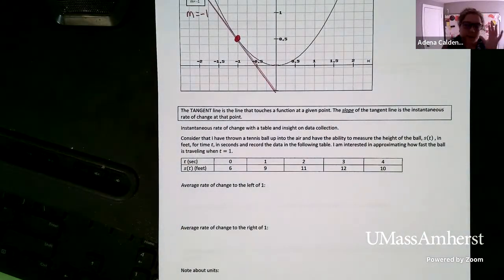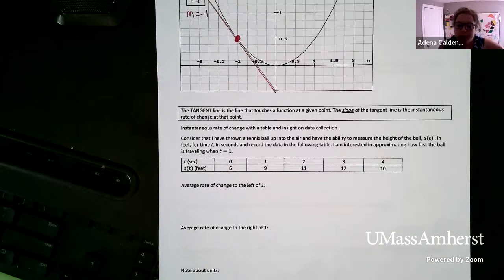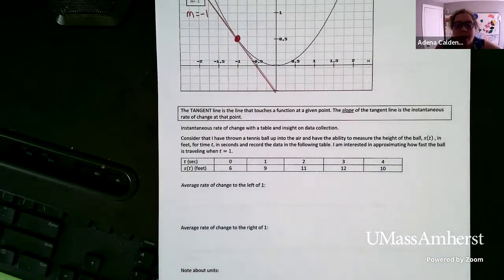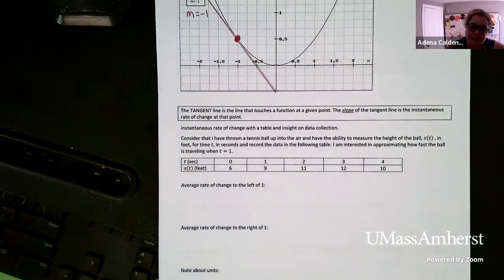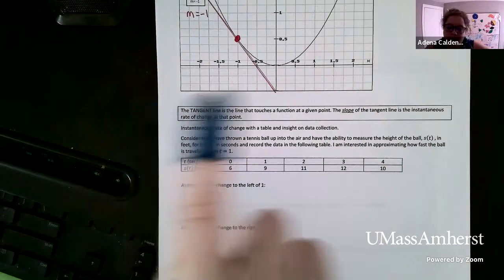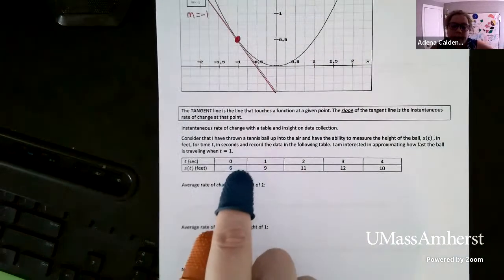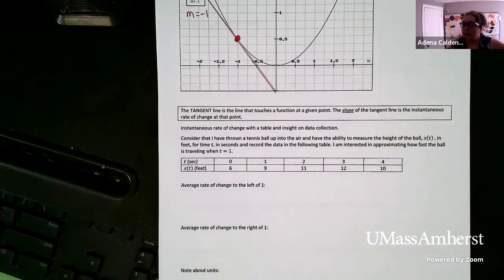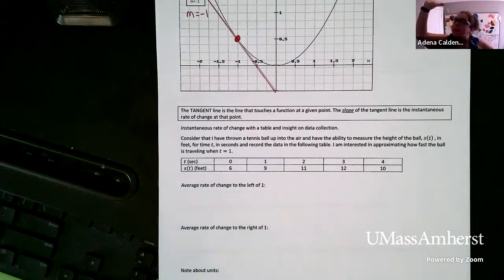And here's the scenario. Consider that I have thrown a tennis ball up into the air and I have the ability to measure the height of the ball, which we're calling S of t. You can see the heights down here in feet for time t, where time is in seconds. And I'm recording the data in the table below. So at time equals 0, the ball is 6 feet in the air. So I am 5'6", which means that if I lift my arm up to throw a ball, the minute I let go of it, it's about 6 feet in the air.